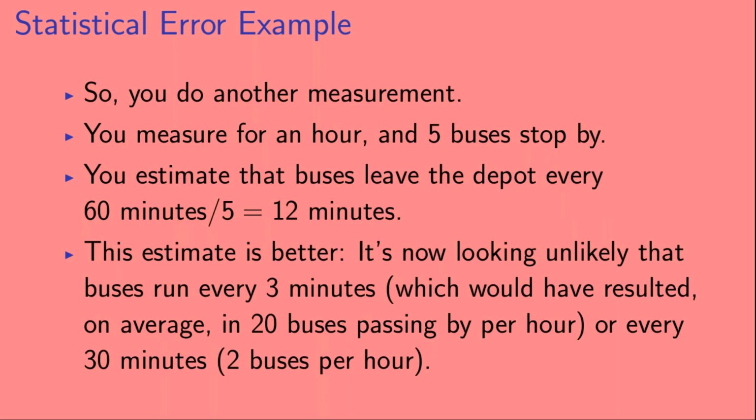So you do another measurement. You measure for an hour and 5 buses stop by. You estimate that buses leave the depot every 60 minutes divided by 5 buses equals 12 minutes. Now this estimate is better. It's now looking unlikely that buses run every 3 minutes, which would have resulted on average in 20 buses passing by per hour, or every 30 minutes, which would have given 2 buses per hour.